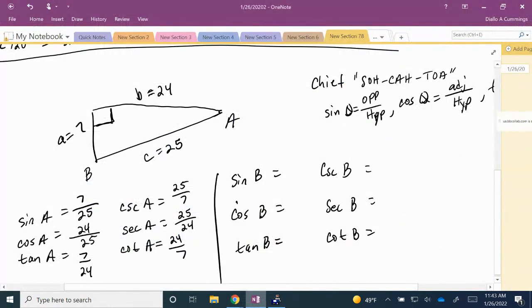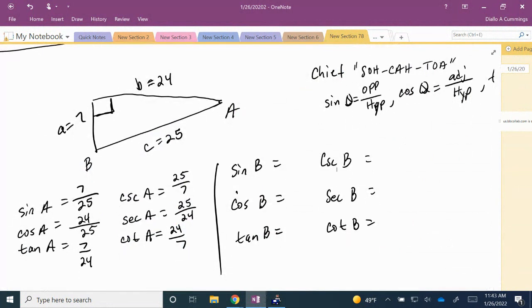All right, so now we're going to return with the solution. Whenever we set up a trig function, and this is going to be important as we progress further through the course, we're going to refer to SOH CAH TOA. We have to pick a reference angle. In this instance, we're asked to find the 6 trig functions for angle B. So our reference angle is B, and now we're going to label all of our sides according to angle B.